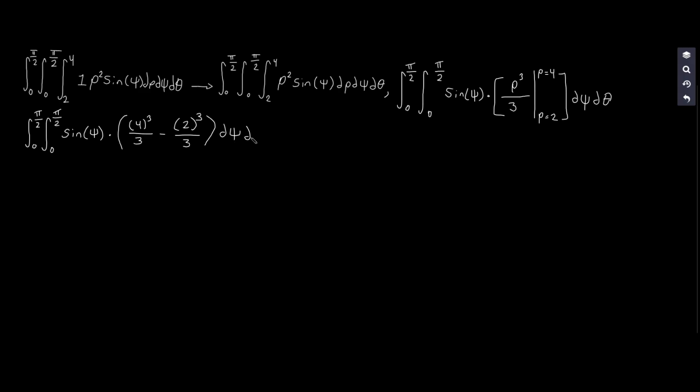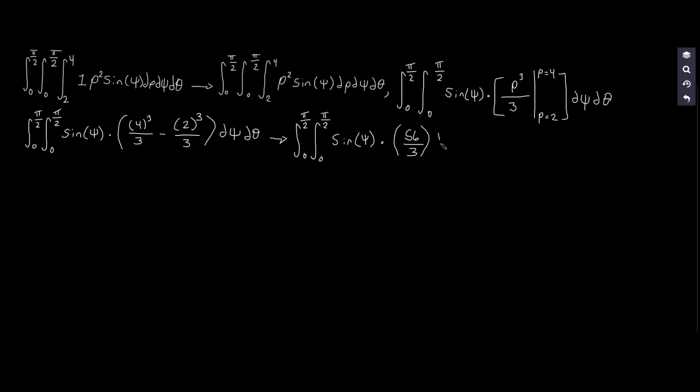Integration with respect to psi, integration with respect to theta. 4 times 4 is 16, times 4 is 64, and then 2 times 2 is 4, times 2 is 8. So 64 minus 8 is going to be 56, I think. And so that's going to be over 3. So we'll have 56 over 3 sine of psi times 56 over 3.